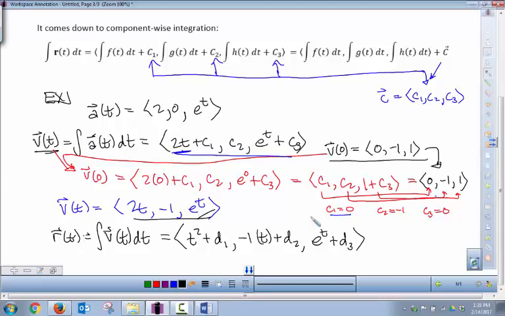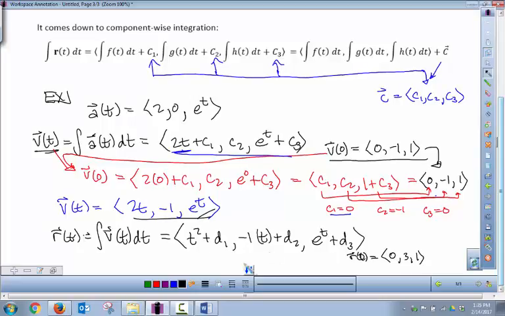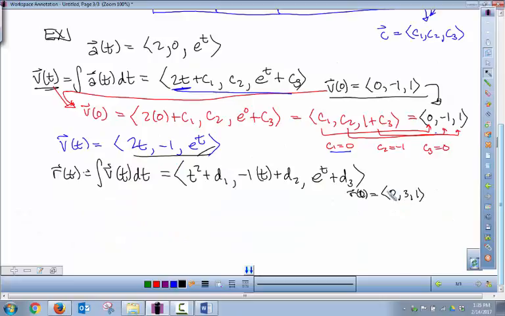Now for us to solve for the arbitrary constants, again, we need an initial condition. And the initial condition, if you guys remember what it was? 0, 3, 1. So if we know an initial condition, we should be able to solve for our arbitrary constants. So let's do that.